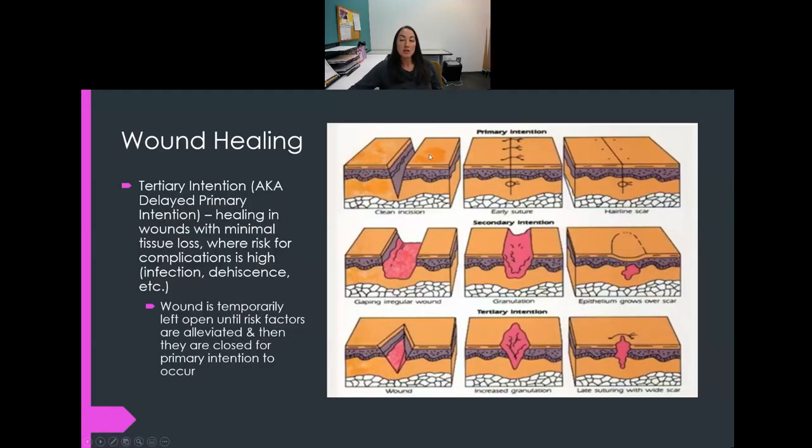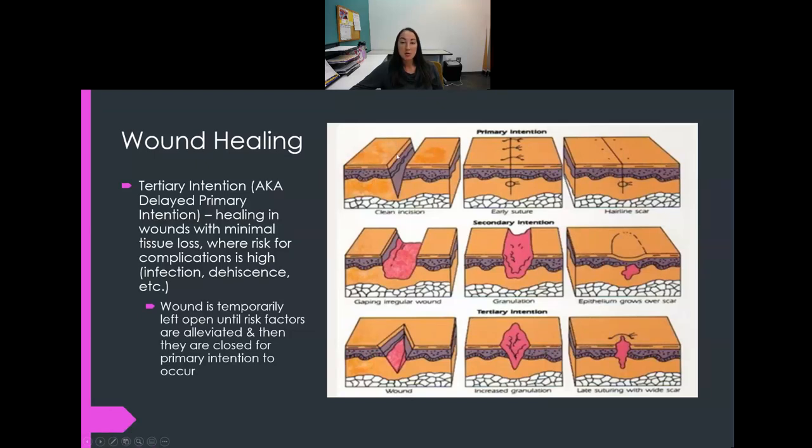tertiary, they leave the wound open for a while and then close it. Typically it's when the person is likely to get an infection and they want to leave it open to make sure the infection comes out and doesn't get closed inside. That would create an even worse wound over time. After a certain amount of time, when they feel like they're good to go, they will close it with stitches. So in these pictures, the top is that primary intention.